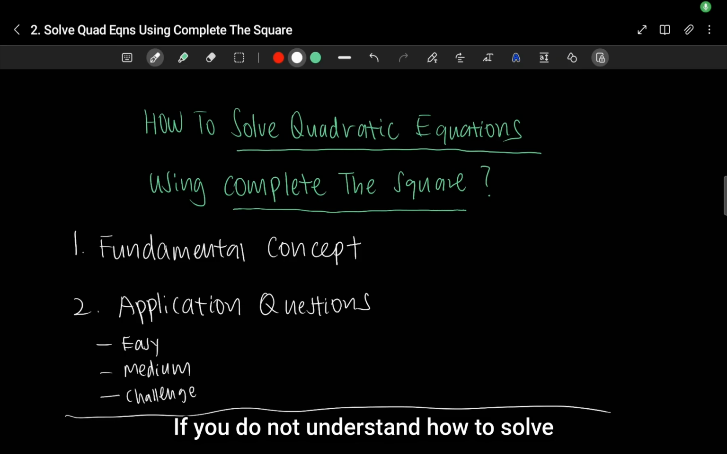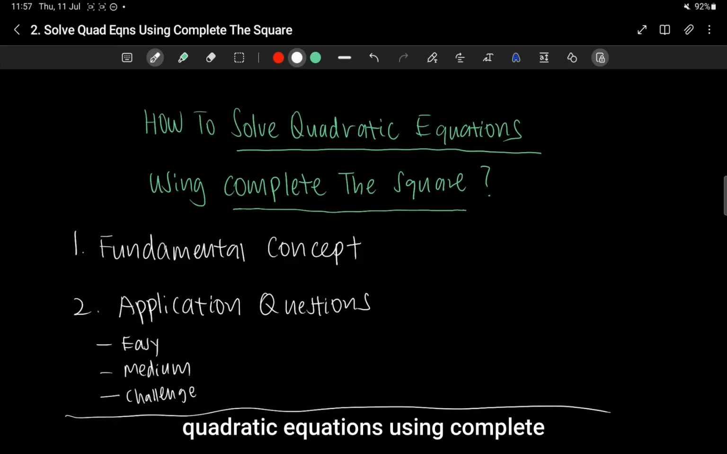If you do not understand how to solve quadratic equations using completing the square, you're going to struggle in math, and I do not want that. So in this video, I'm going to teach you exactly how to solve quadratic equations using completing the square. I'll go through all the fundamental concepts first, and then I'll go through 3 practice questions with you that you can do along with me, ranging from easy, medium to challenging.